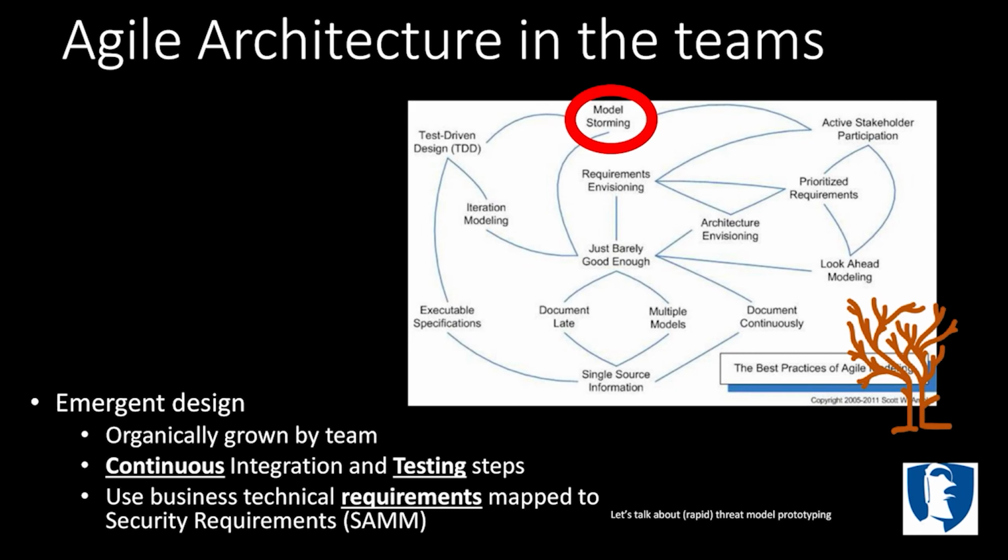Okay, so this part right here enables cross-team collaboration and enables us to pull the strategy down into the weeds. The second part is what they call emergent design. And emergent design has a whole bunch of different organic things to it. The most important thing I've circled up there is called model storming.